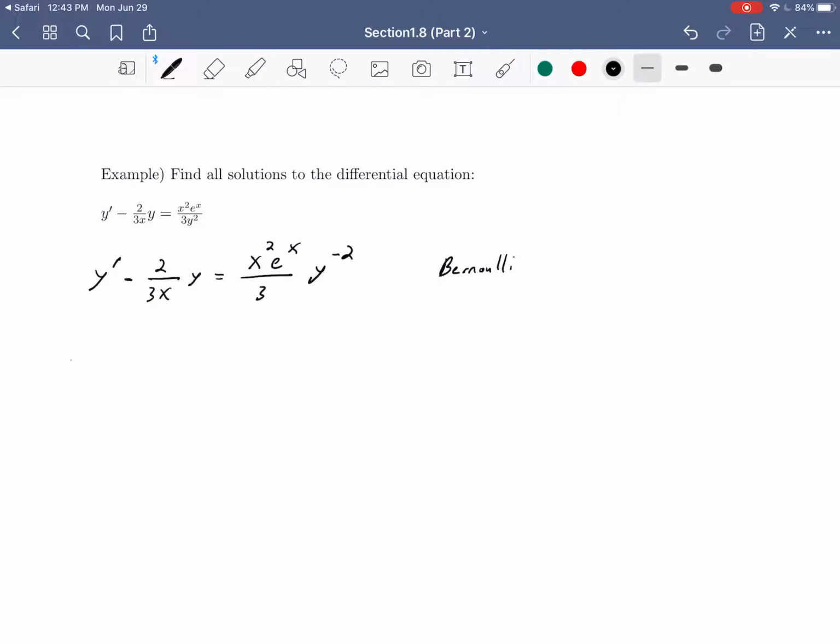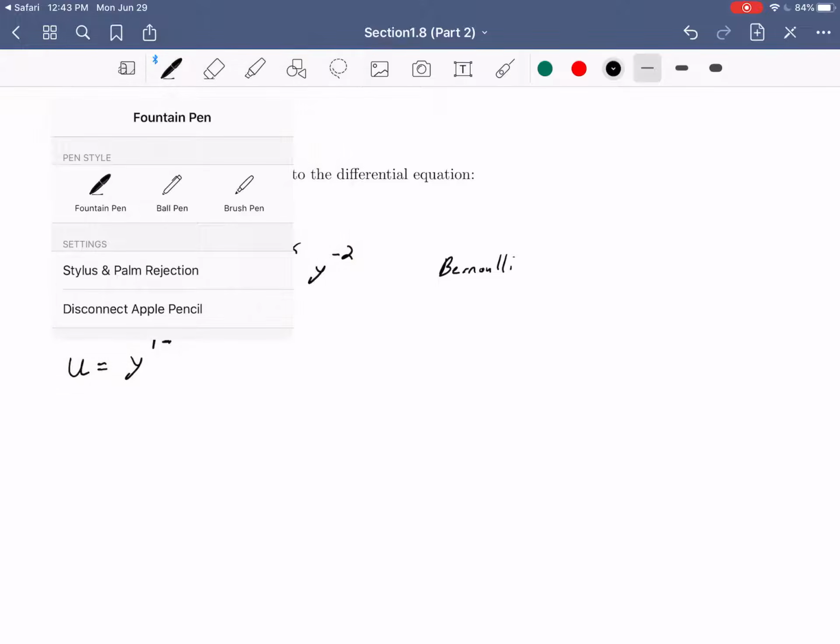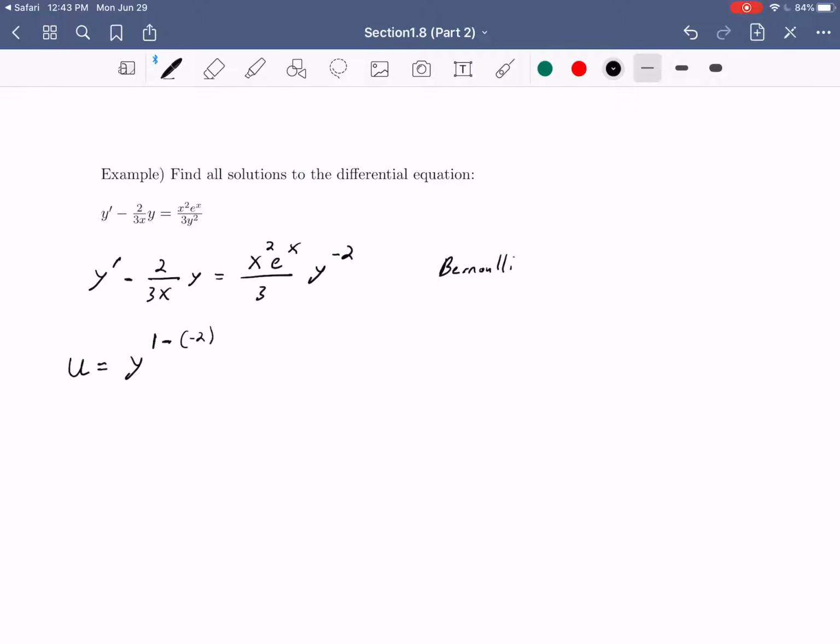So we know our substitution is supposed to be u equals y to the 1 minus n, and since we've got a negative 2 there, we'd say 1 minus negative 2, which means our substitution is going to be u equals y cubed. We also should write out our derivative. We're going to get u prime is 3y squared y prime.